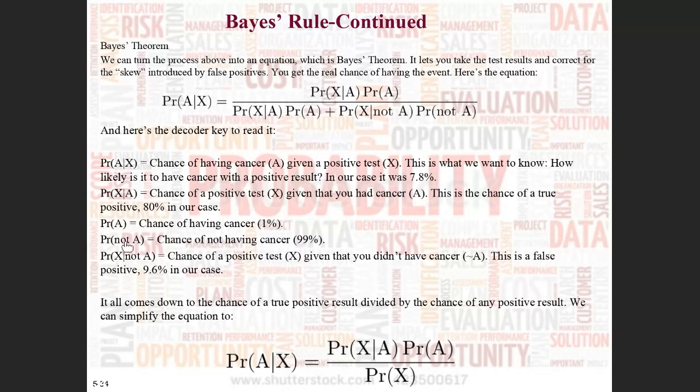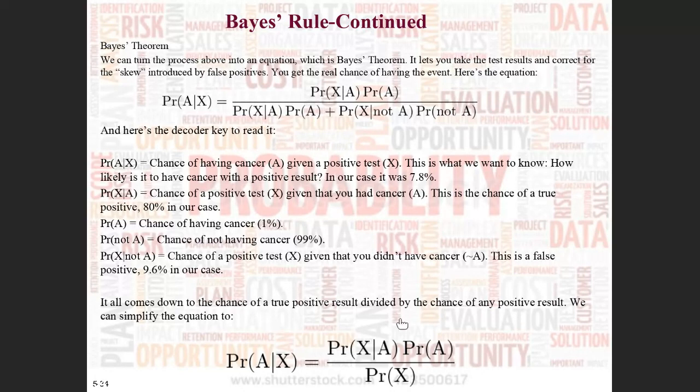The probability of not A, the chance of not having cancer, is 99%. Remember that table that we looked at. The probability of X given not A. So it's the chance of a positive test, X, given that you didn't have cancer. This is a sign for not A. This is a false positive. Okay? So false positive says, oh, you have it. In reality, you don't have it. And in this case, the number is 9.6%.